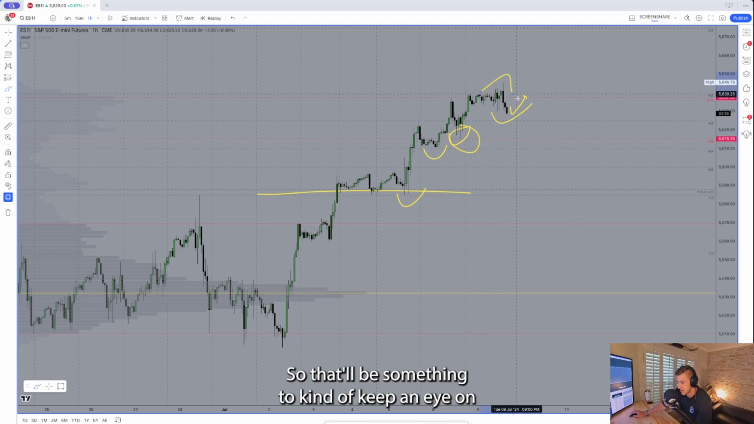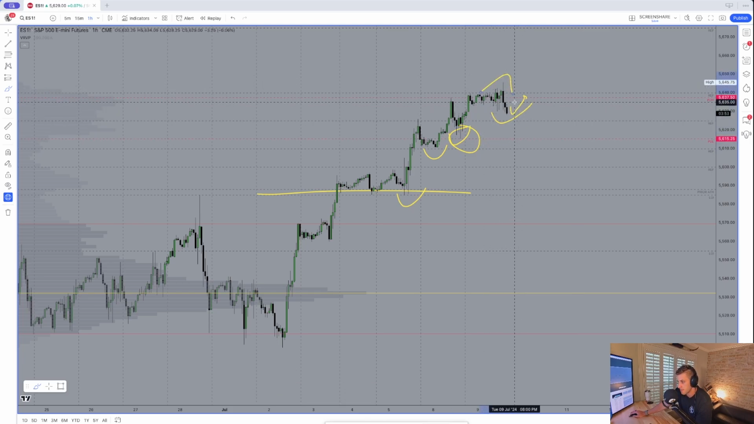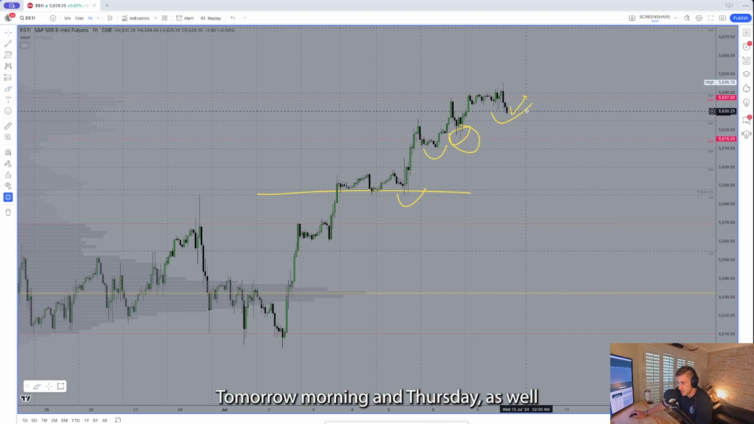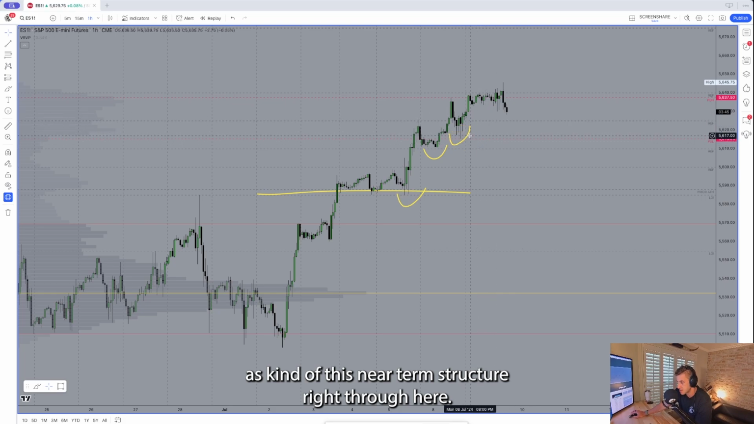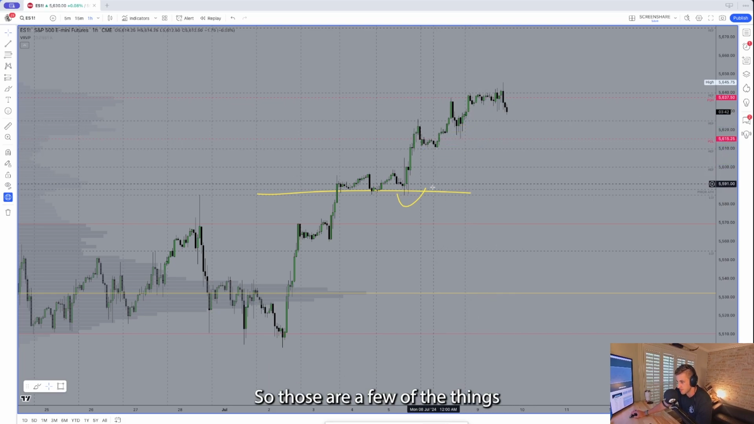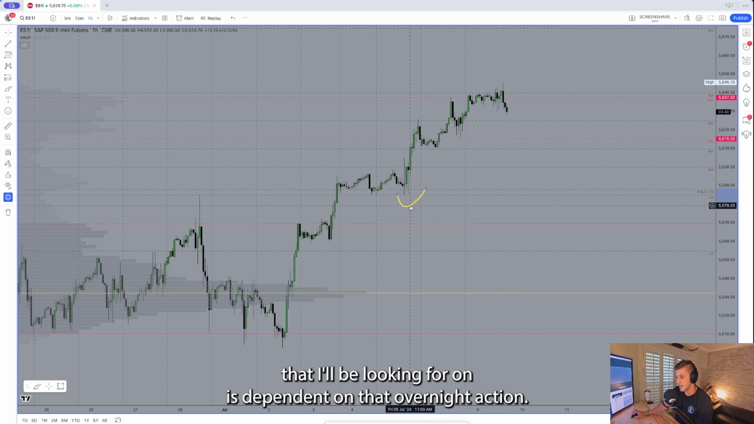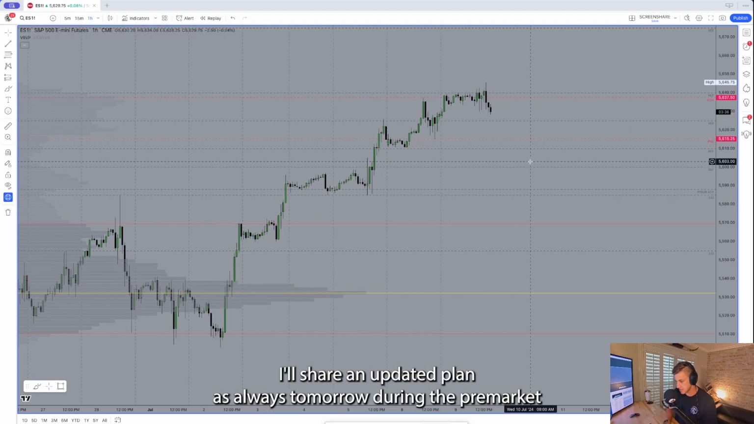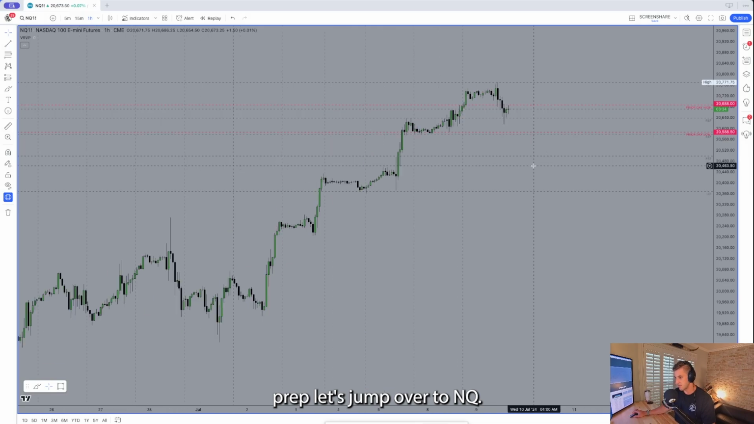So that'll be something to keep an eye on during the overnight session, and then into tomorrow morning and Thursday as well. It's this near-term structure right through here. So those are a few of the things that I'll be looking for on ES. Depending on that overnight action, I'll share an updated plan as always tomorrow during the pre-market prep. Let's jump over to NQ.